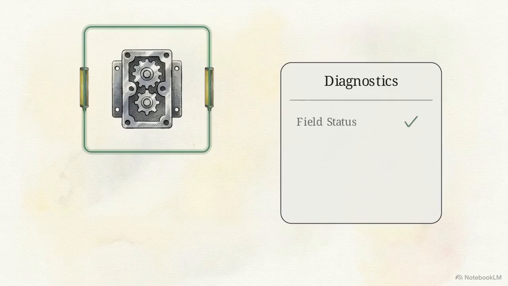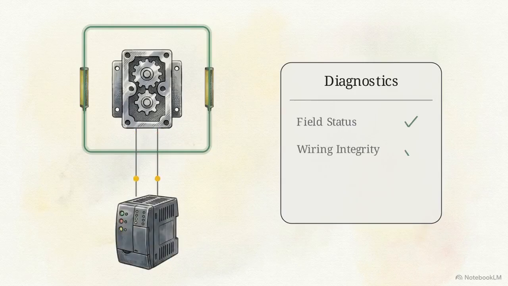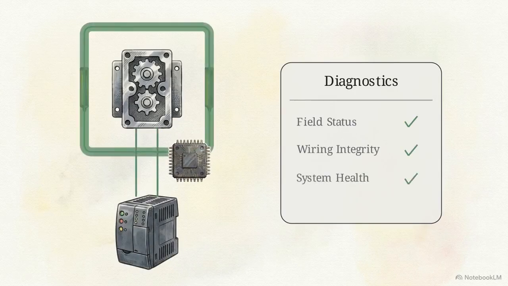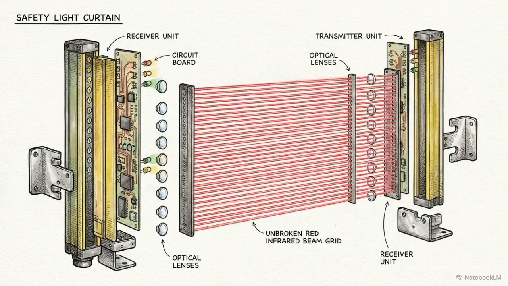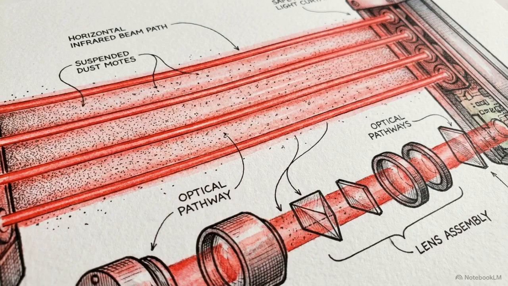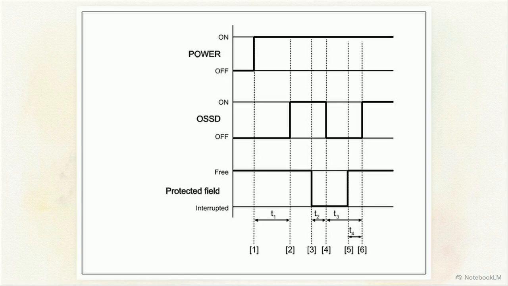This is the on state. The protected area is clear, the wiring is correct, and internal diagnostics show zero faults. The safety light curtain maintains this state by projecting an unbroken grid of infrared beams, constantly monitoring the environment for any interruption. This timing diagram shows the logic at work.